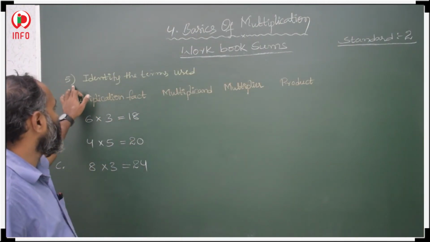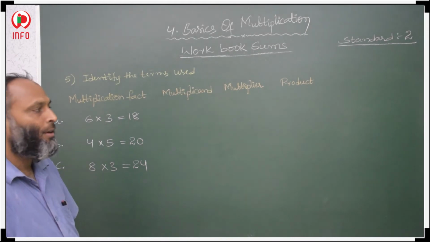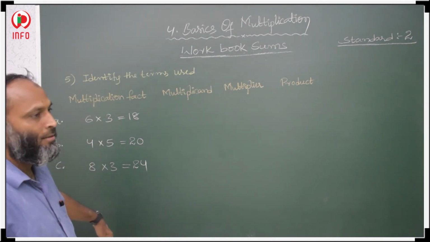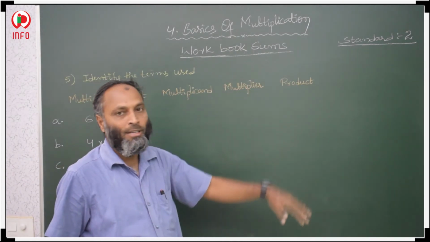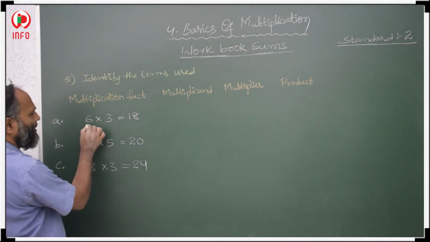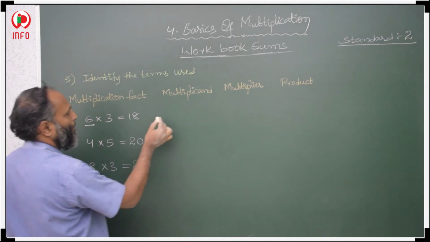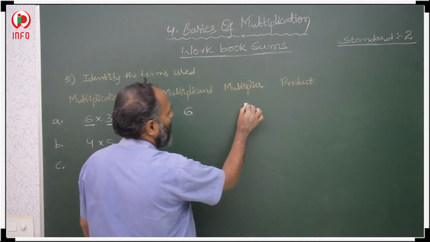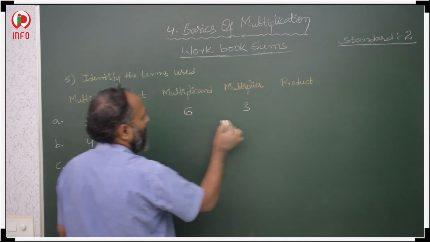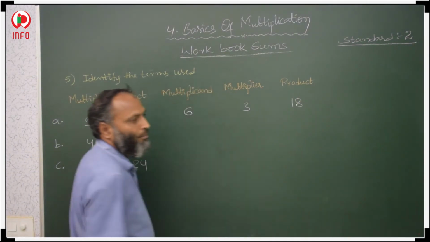Here the fifth question, identify the terms used. Here multiplication factor, all this. Then multiplicand: what is the multiplicand, what is the multiplier, and what is the product in this? The first one is called multiplicand, 6. The second one is called multiplier, and the answer is our product.